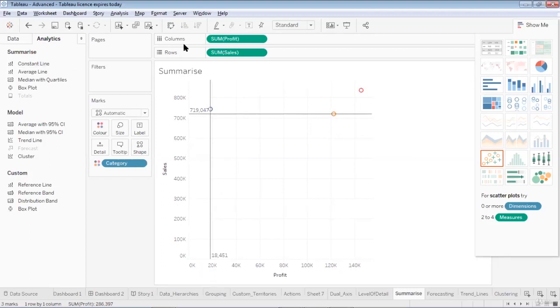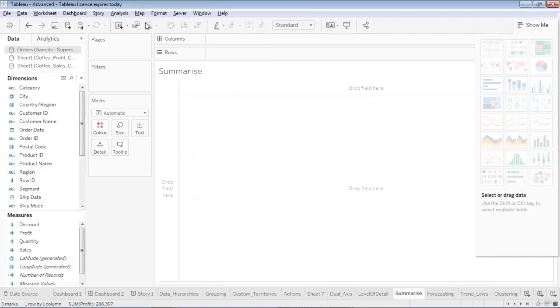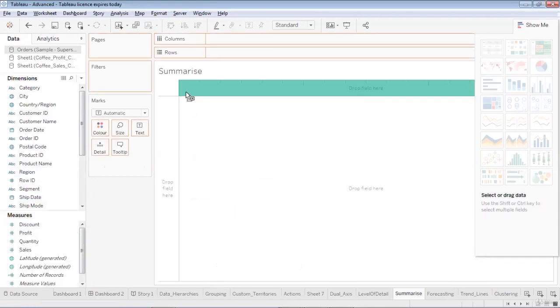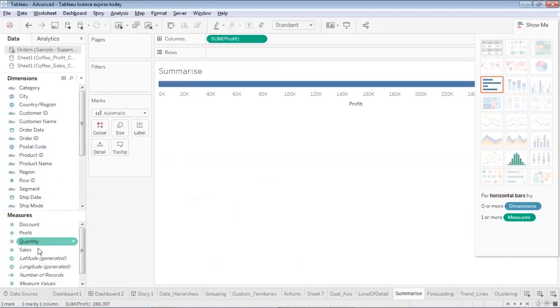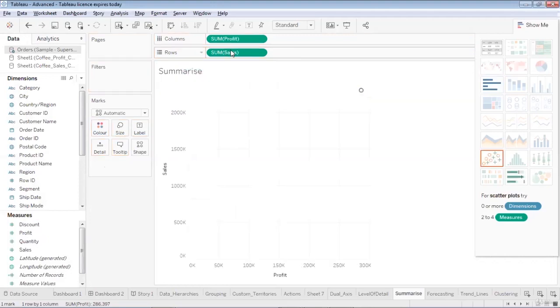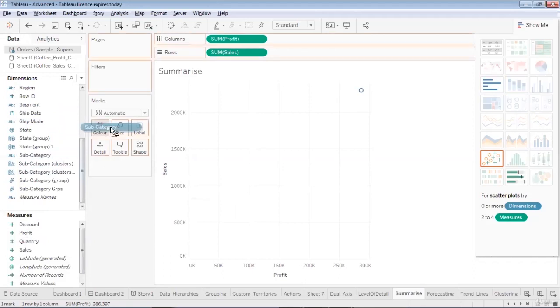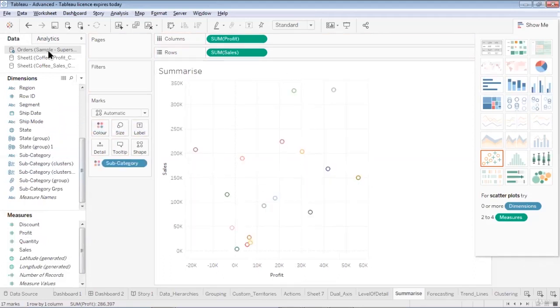Now we'll see the function of average line, but before that we'll have to remove this. So I'll remove this visualization. Let me plot profit and sales again over here. Profit with sales I'm plotting, and now I would like to have subcategory values over here. So I'm placing it. These are my subcategories.